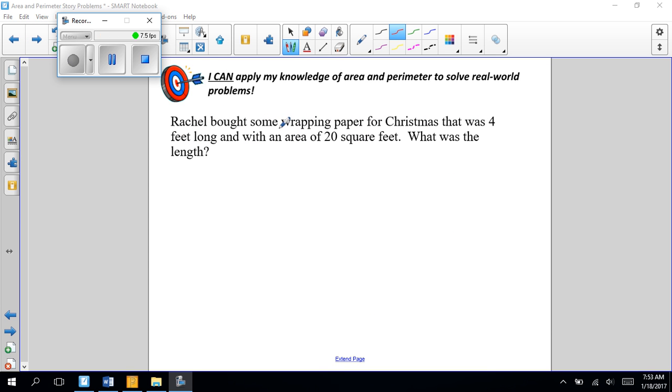All right, on this one, Rachel bought some wrapping paper for Christmas that was 4 feet long and with an area of 20 square feet. So really, same kind of problem again. What was the width? Go ahead and pause it.